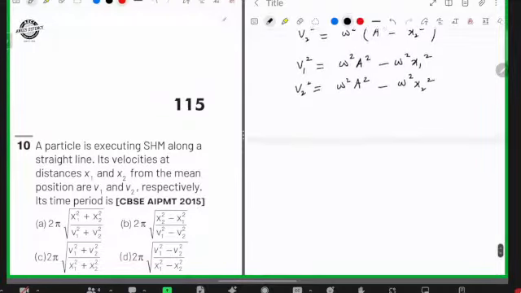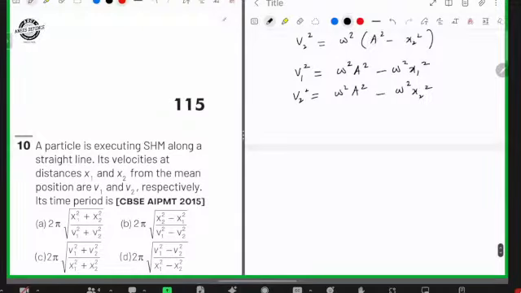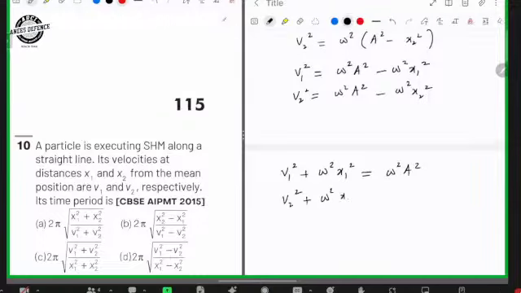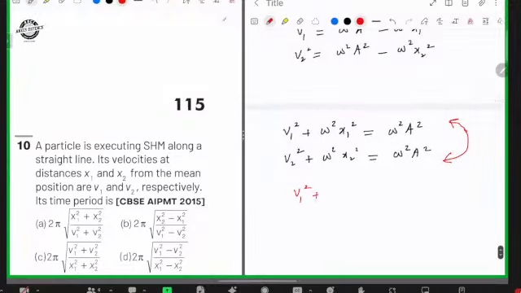x2 square. Now taking this on the left side, v1 square plus omega square x1 square is equal to omega square a square. V2 square plus omega square x2 square is equal to omega square a square. Can you see these two right hand sides are equal now? Equating them, we will have v1 square plus omega square x1 square is equal to v2 square plus omega square x2 square. Something like this. Any doubt?